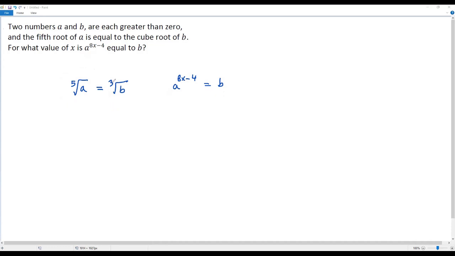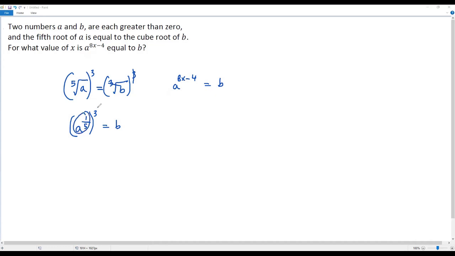To solve for b, we have to get rid of this cube root. Let me raise both sides to the power of 3 to get rid of the cube root on the right side. Here this cube root and cube will cancel out. On the left side, we can write this radical as an exponent. Whenever I write a radical as an exponent, it will be a fraction with numerator 1. The denominator of the fraction will be the index of the radical. In this case, it is 5. We can take this exponent 3 as it is. On the right side, we have b.